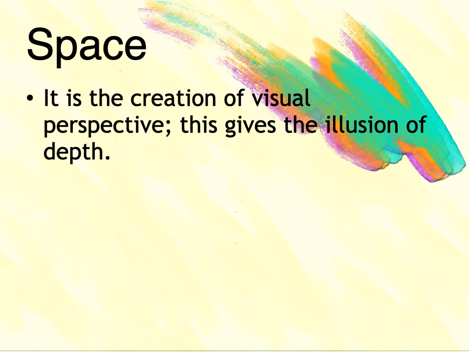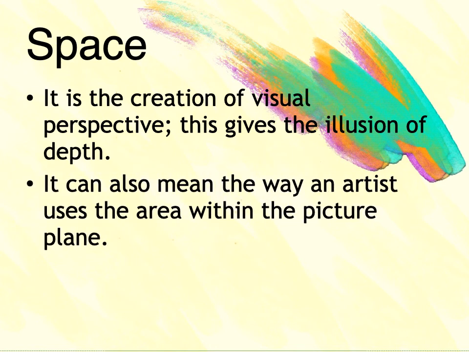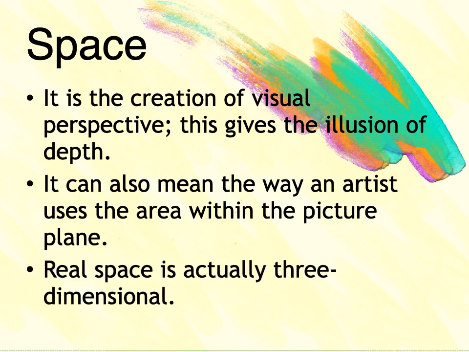And the next element is space, not to be confused with shape. It is the creation of visual perspective. This gives the illusion of depth. It can also mean the way an artist uses the area within the picture plane. Real space is actually three-dimensional. So with space, you think about perspective, 1-point perspective, 2-point perspective, those pictures where you're looking at a distance and you see a bridge, how the artist has used the background and foreground and the space within the picture.